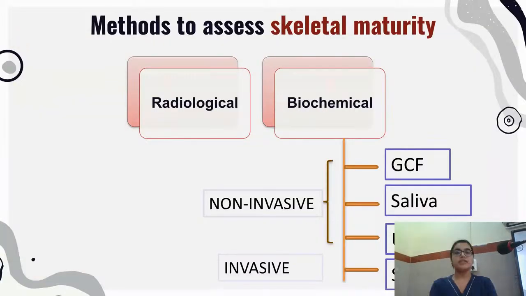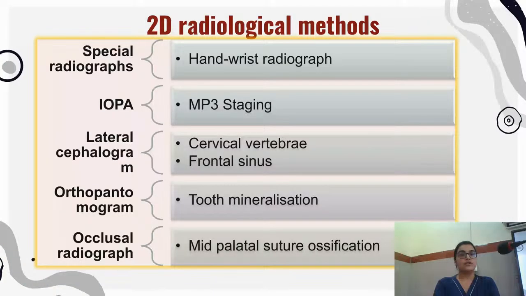Coming to the various methods of skeletal maturity assessment of an individual in orthodontic practice, they can be broadly classified into radiologic methods and biochemical methods. The biochemical methods include the assessment of biomarkers present in gingival crevicular fluid, that is GCF, saliva, urine, or serum. The radiological 2D methods include hand wrist radiographs, and IOPA, used for determining the MP3 staging.